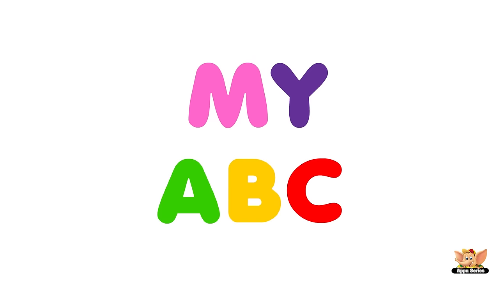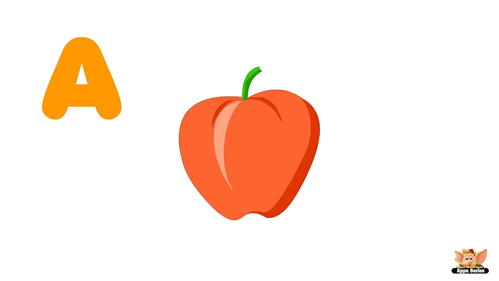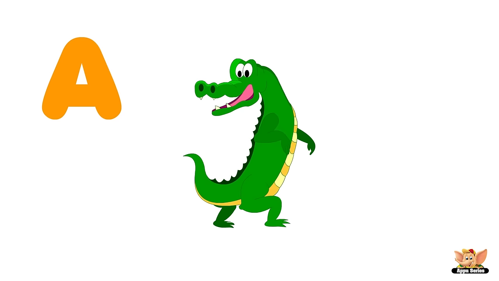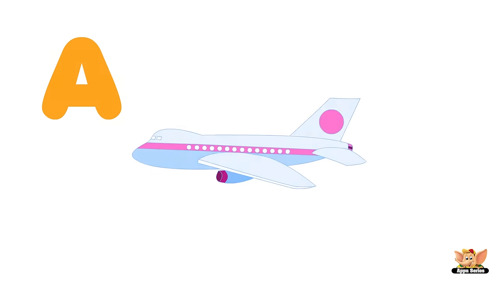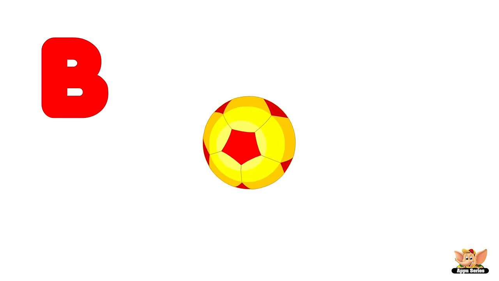My ABC. A is for ant, apple, alligator, airplane. B is for balloon, bear, baby, ball.